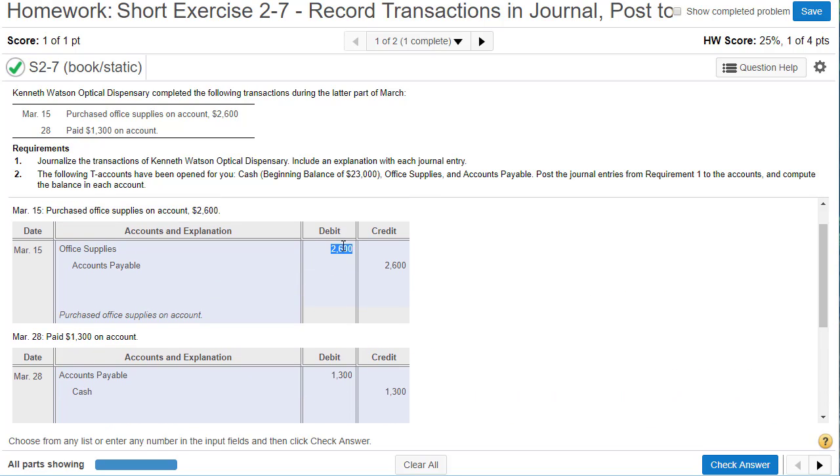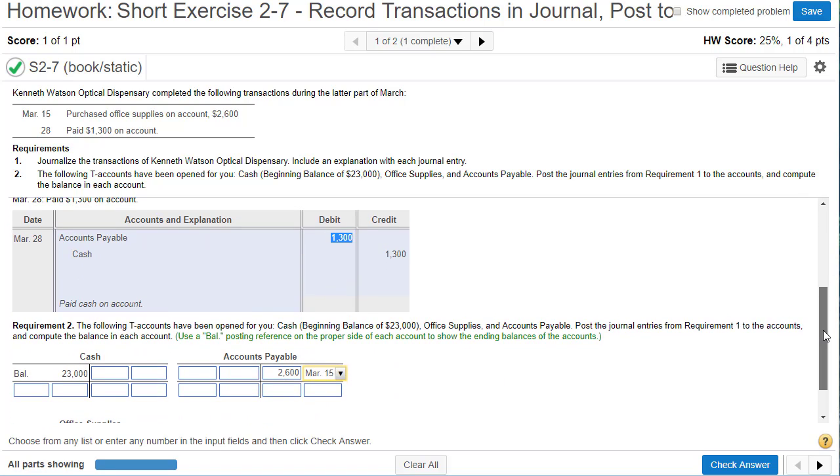All right, so we posted the office supplies, we posted accounts payable. So now we need to post on March 28th the accounts payable being debited. So double click, copy and paste, March 28th. So we're done posting that. Now we need to post cash. So cash is a credit. So we have to put it on the credit side. And we have to put in the date, March 28th. All right, so we've posted all 4 of those transactions.